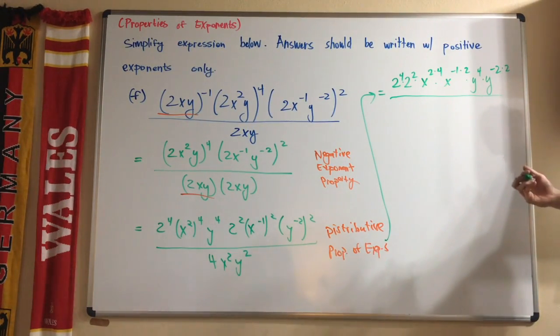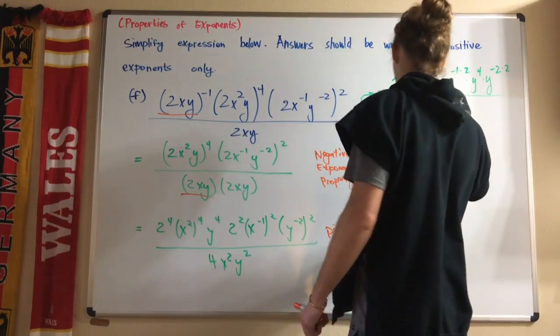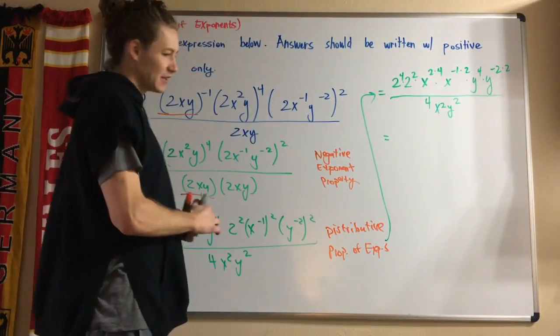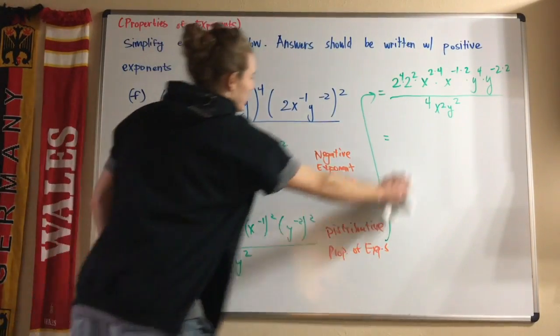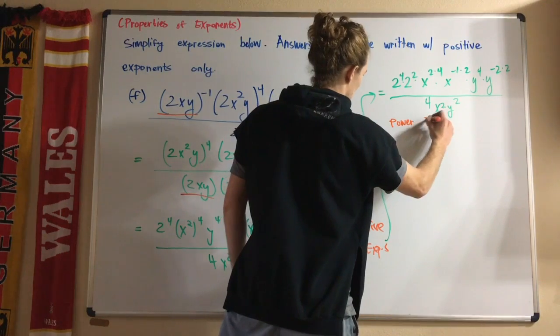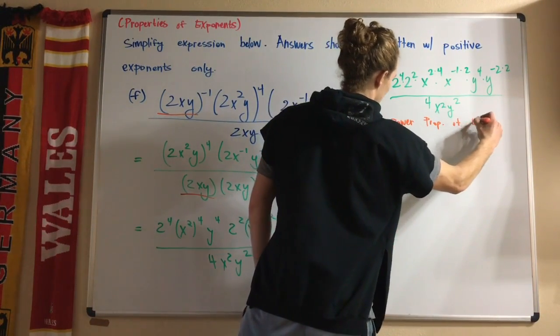And in the denominator, what can I do? Not much. I'm going to leave it as just 4 x squared y squared. How could I do that? I did that using the power property of exponents.